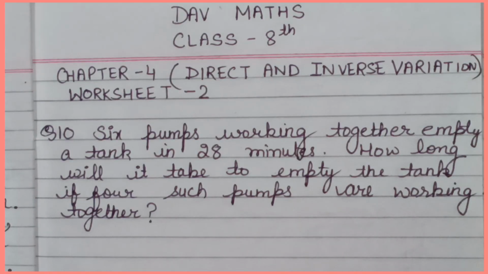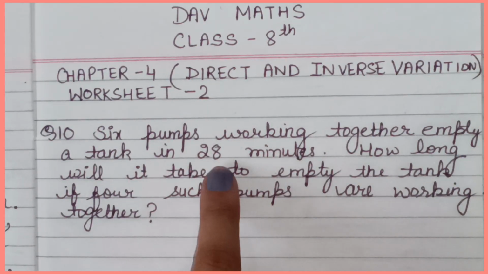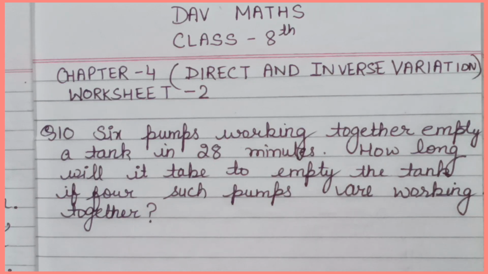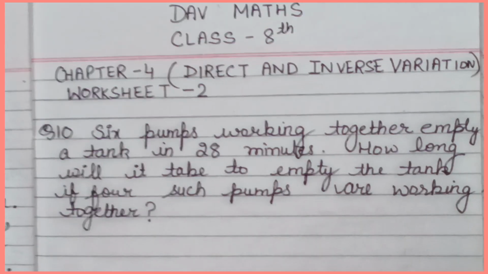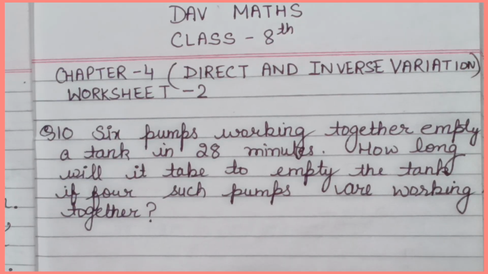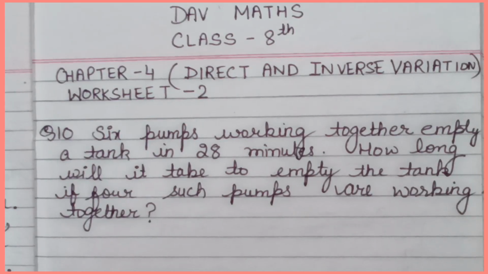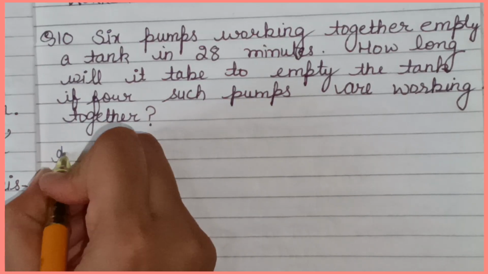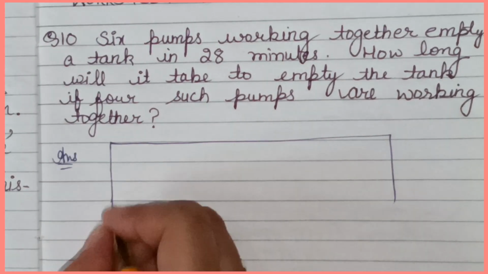In this question we are given that 6 pumps, when working together, take 28 minutes to empty a tank. So we have to find how long it will take to empty the tank if 4 such pumps are working together. Here we have to find out the time taken by the 4 pumps to empty the tank. So firstly we have to make a table here. I write here answer. I make a table for this question.